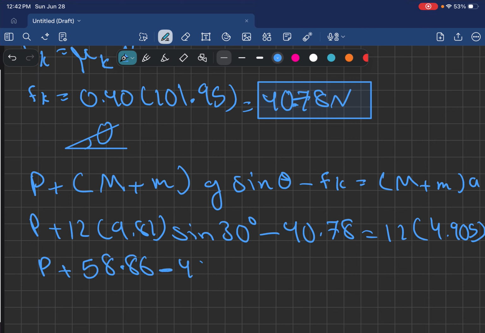Minus 40.78 equals 58.86. P equals 40.8 kilonewtons.